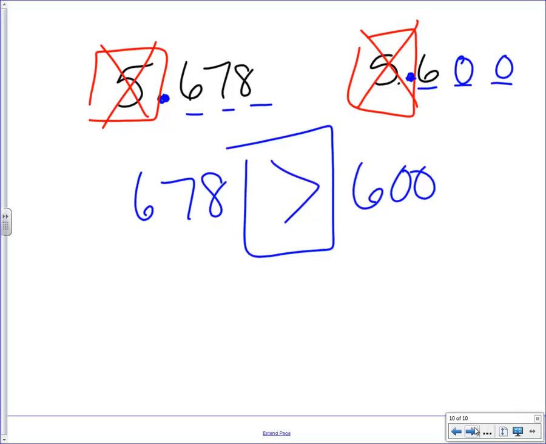How was I able to do that? The numbers in front of the decimal point matched, so I just kind of ignore them for right now. And then I looked for the same number of place values. If I didn't have all the place values, I put zeros in as placeholders and then compared the two numbers.